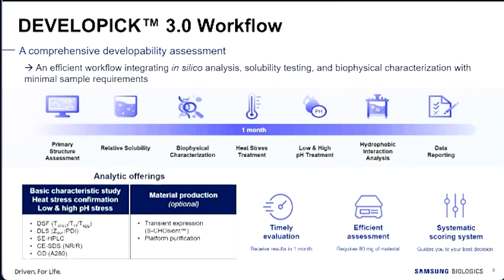After that, we perform a short-term stability study to assess real thermal stability in harsh conditions, and confirm low pH and high pH stress studies to predict the potential risk for the virus inactivation step and pH neutralization step during the DSP process. And we also analyze hydrophobicity using the HIC method to assess the potential risk during process development due to hydrophobicity. All of these can be done with just 80 mg of protein in under 1 month, providing fast and reliable insight.